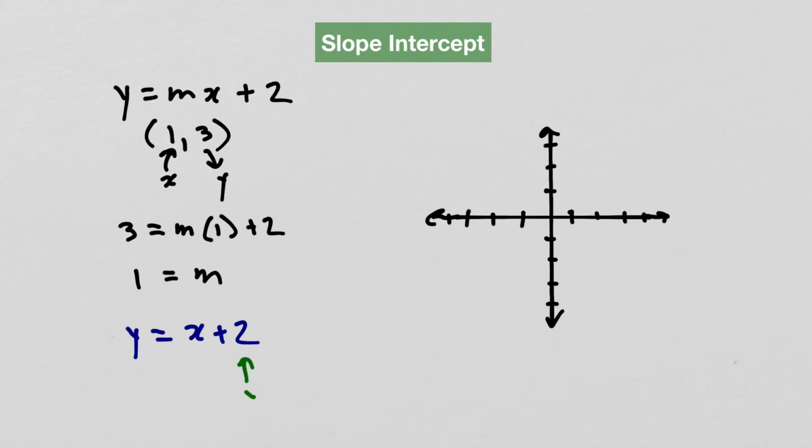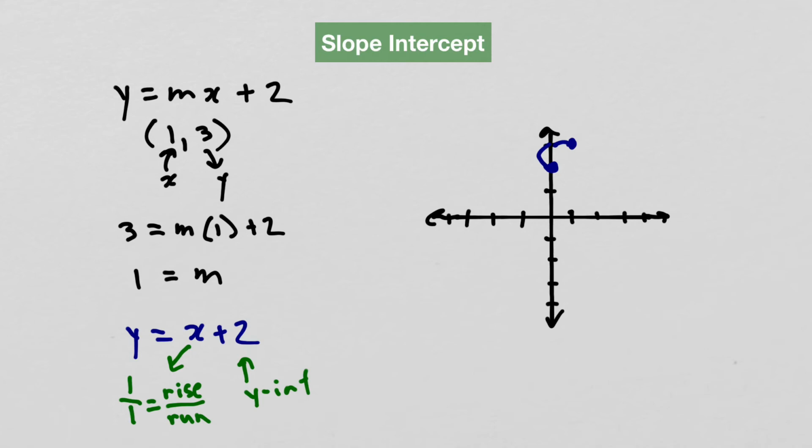Okay, this is our y-intercept. So we plot the point 2 right here on the graph, and the coefficient in front of x is 1, so the slope of 1 over 1 is equal to rise over run. So we're going to move up one position, and then go to the right one position.